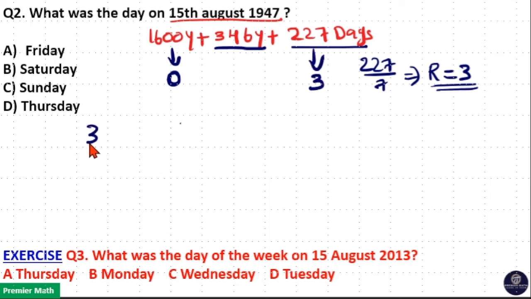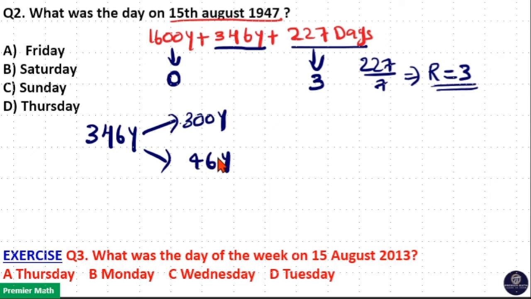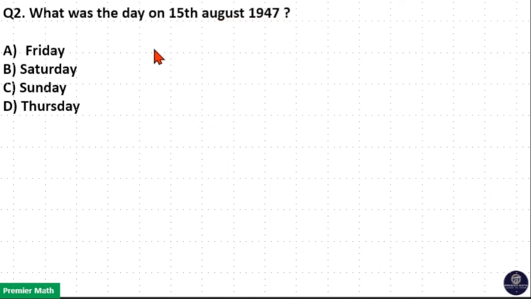Now, to find odd days in 346 years, I will split it as 300 years plus 46 years. In 300 years, there is only one odd day. I will explain that. To find odd days in 300 years, first you need to find out leap years and non-leap years in 300 years. To find leap years, just divide 300 by 4. It will give you 75.